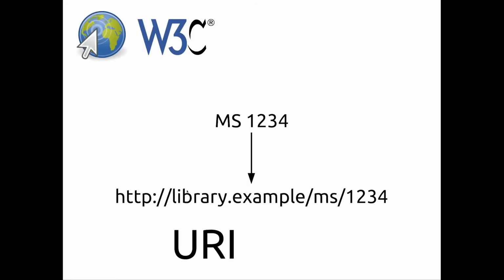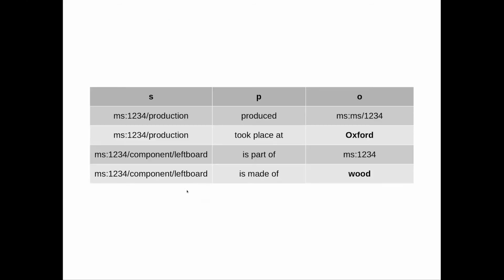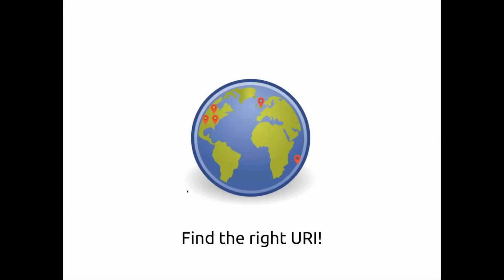Now, in the linked data world, these addresses are called URIs, Uniform Resource Identifiers, and I need one for every single thing that I'm talking about, including, of course, Oxford. You will know that there are many Oxfords in the world. Which one am I talking about? Well, I know which one I'm talking about, but people accessing my data through this global structure will have no idea. So we need to find the right URI for it.